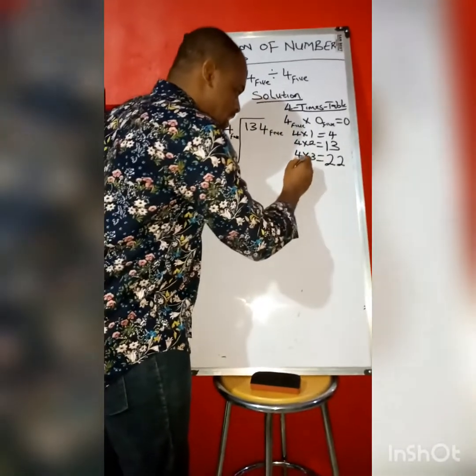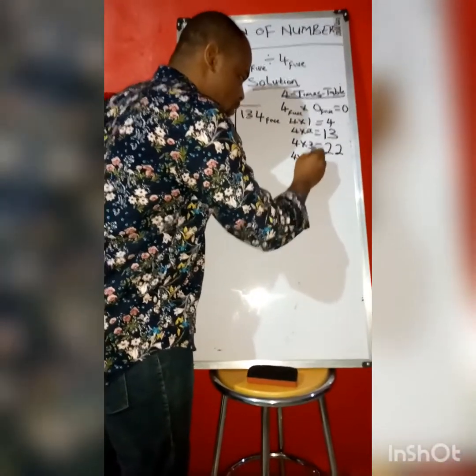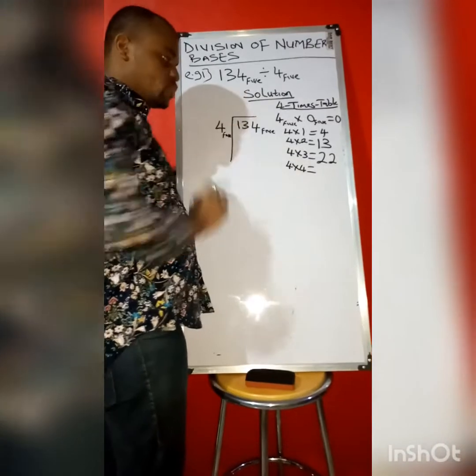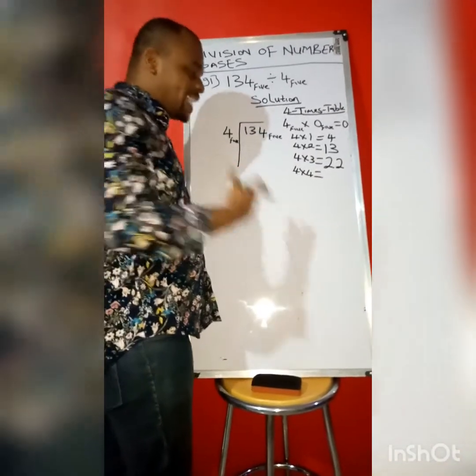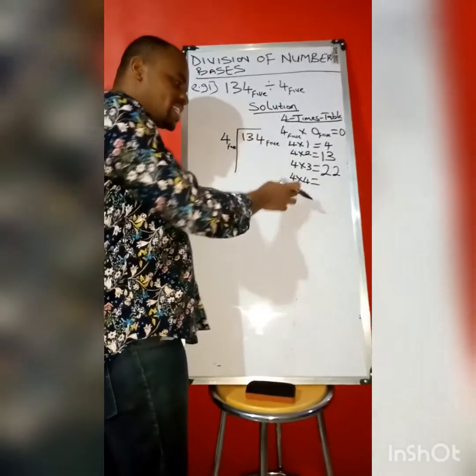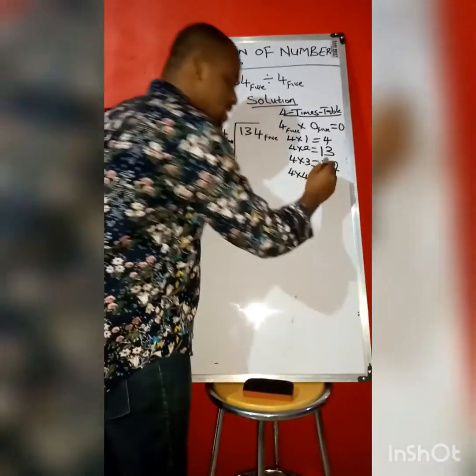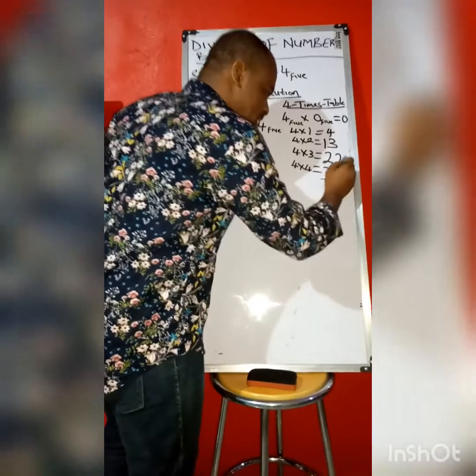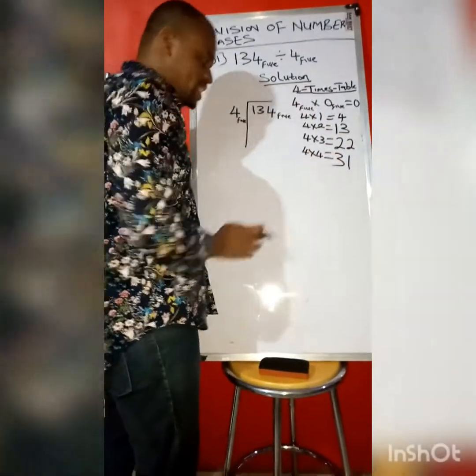Alright, the next one is 4 times 4. 4 times 4 is what? 16. I can't have 16 in base 5, so I have to divide by 5 to convert to base 5. So 16 divided by 5 is what? 3 times, that's 15, remainder what? 1. So I have it as this.